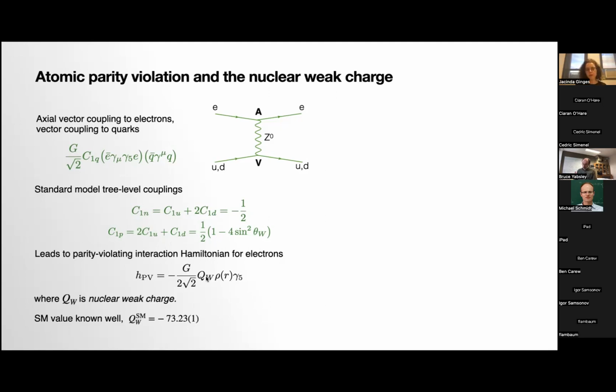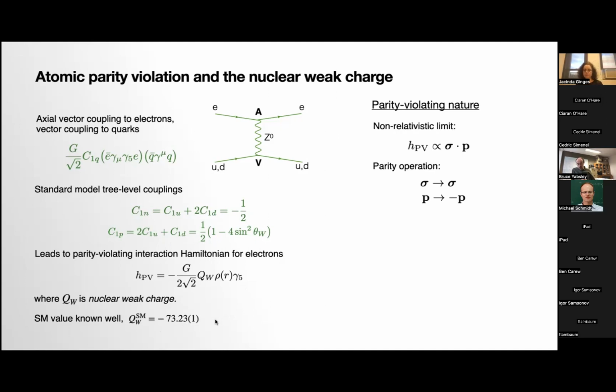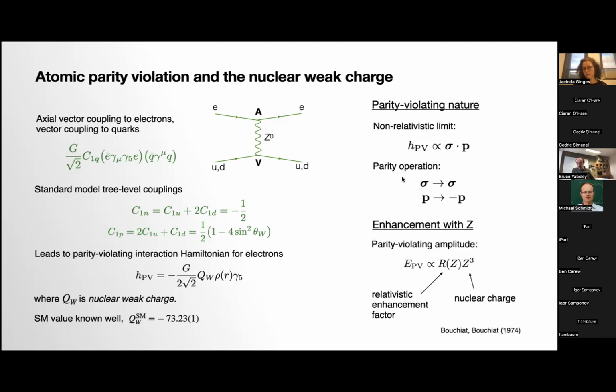Now, the reason that we can do tests of the standard model, searches for new physics, effectively in this case, is because the standard model value for the nuclear weak charges is well defined. So just to point out generally that we can see from this Hamiltonian that if you're considering the non-relativistic limit, then the operator ends up looking like sigma dot p, which behave differently when you do a parity operation, and therefore, you can see that this is indeed a parity violating operator, and you would have then parity violating effects if you were to measure them.